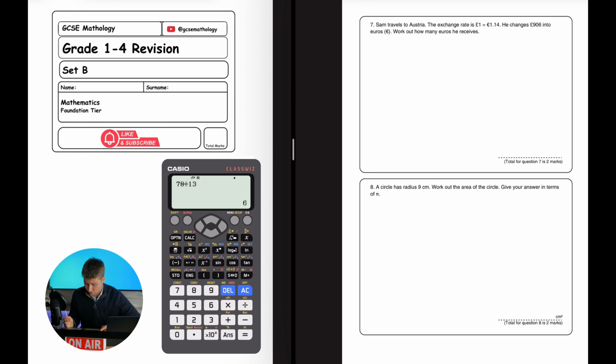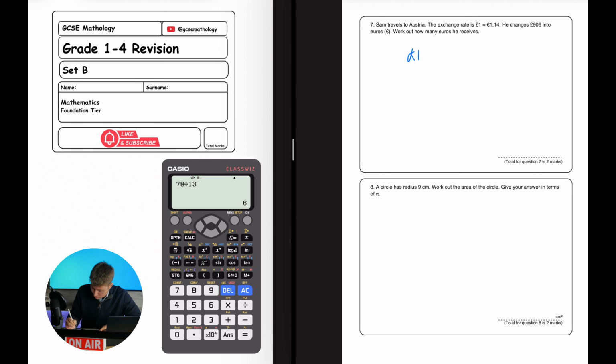Question 7 says Sam travels to Austria. The exchange rate is £1, which is equal to €1.14. He changes £906 into euros. Work out how many euros he receives.